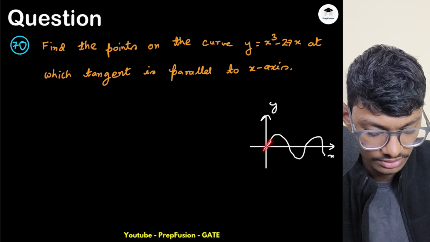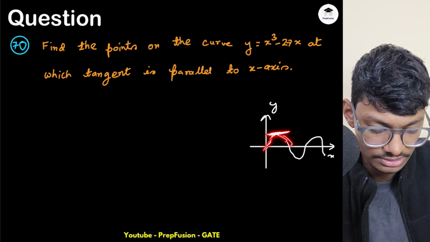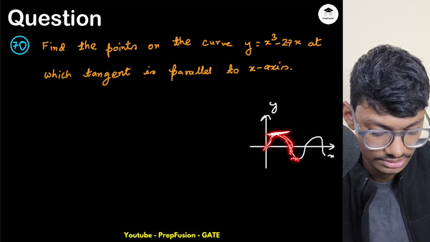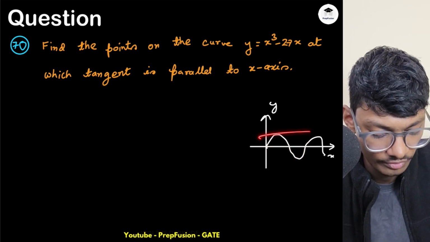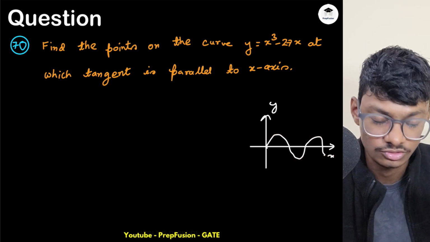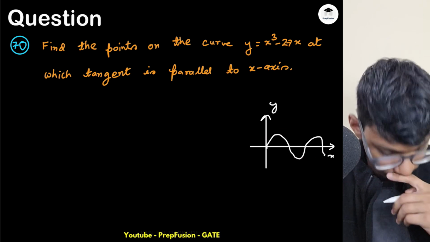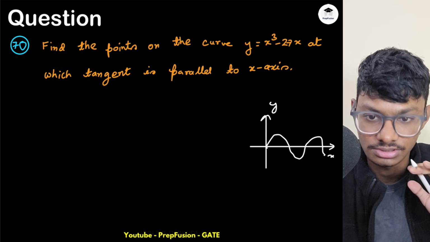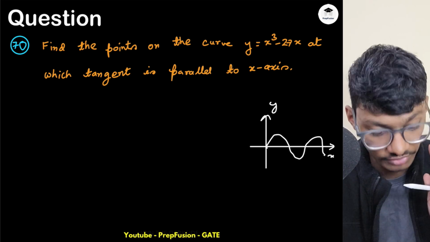Here my tangent was decreasing, now it became 0. Then again my tangent is increasing in the opposite, negative direction. Again here my tangent is decreasing, again my tangent is increasing. So at these points, when it is parallel to the x-axis, the slope of the tangent is 0. So we have to find the points where the slope of the tangent is 0. That is what this question is asking us to find. So you have to decode the language.